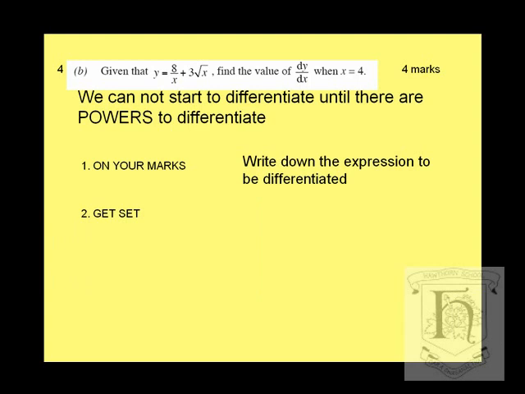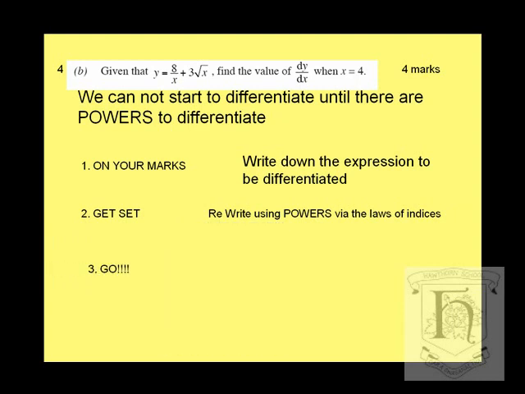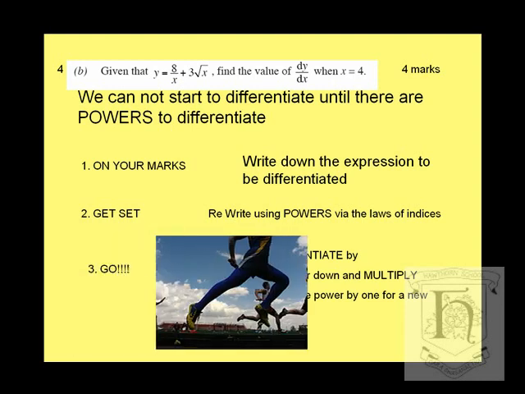Secondly, get set. Get set means we rewrite the expression using powers via the laws of indices. Set. And lastly, we can go. We can now differentiate by bringing down the power, multiplying by that power, and decreasing the power by 1 to give us a new power. Go.